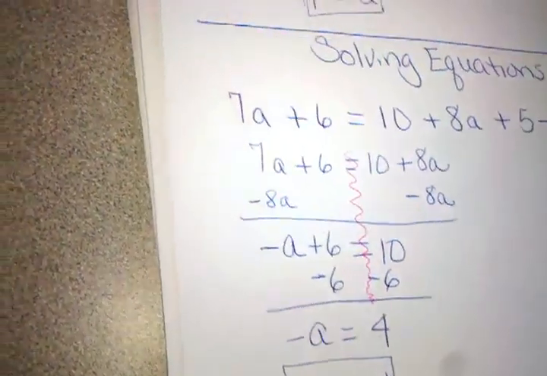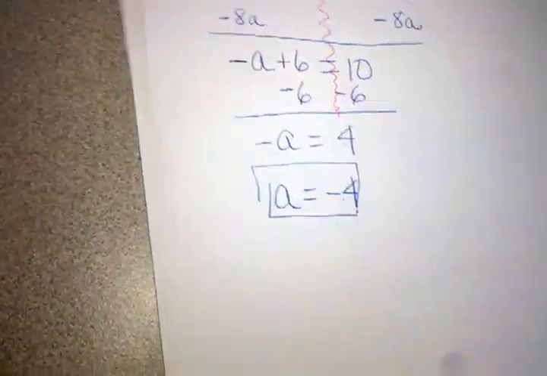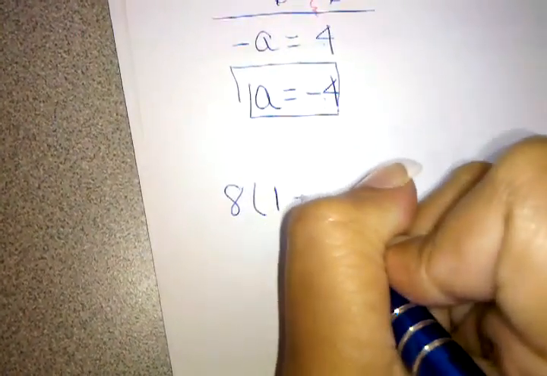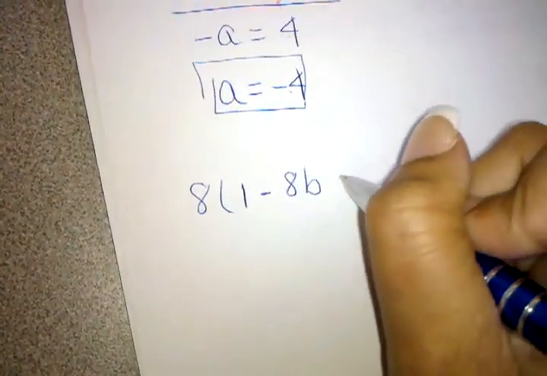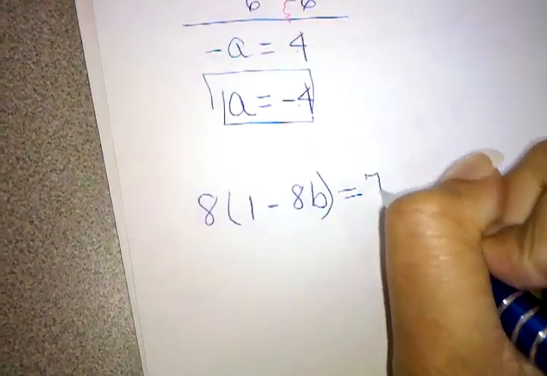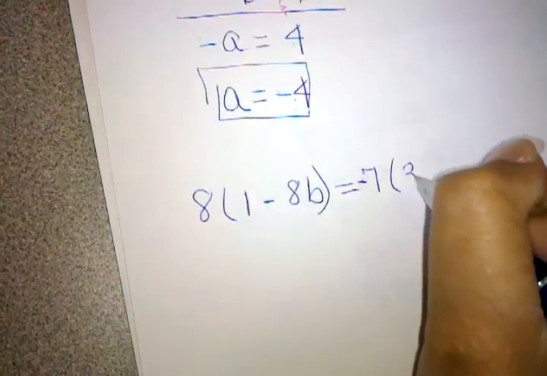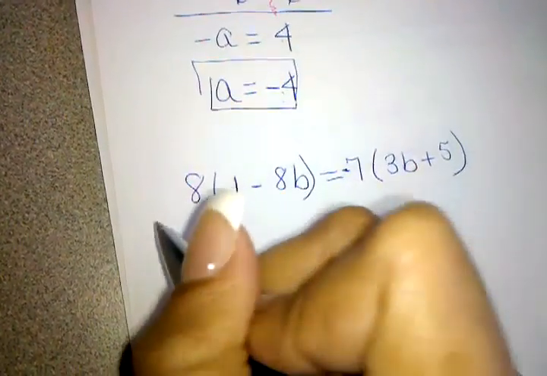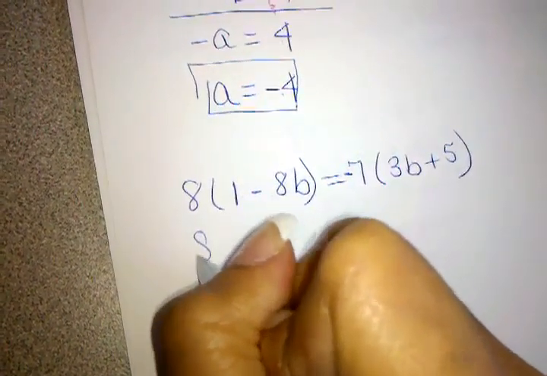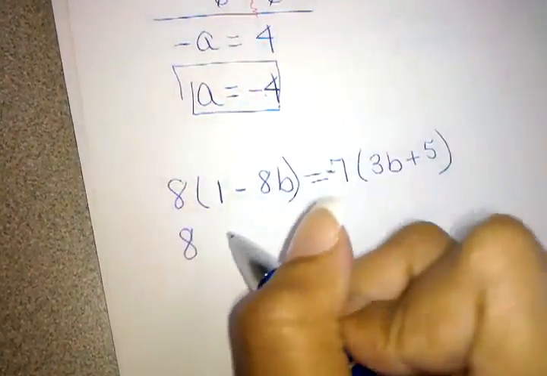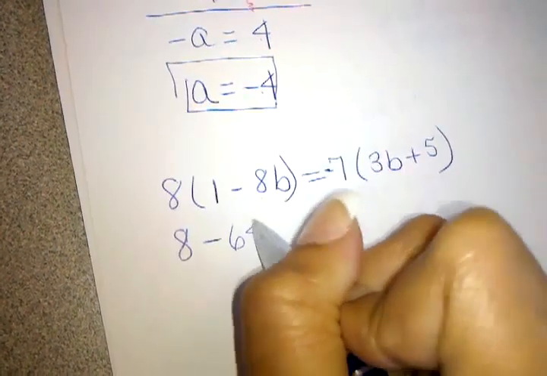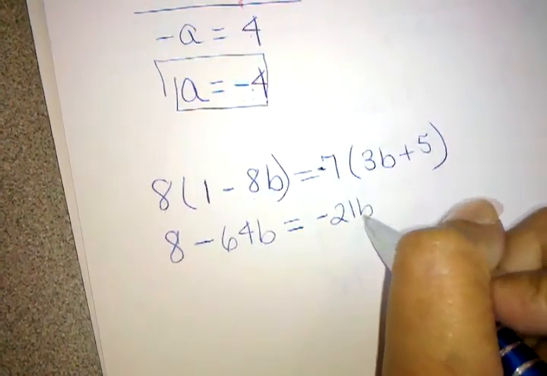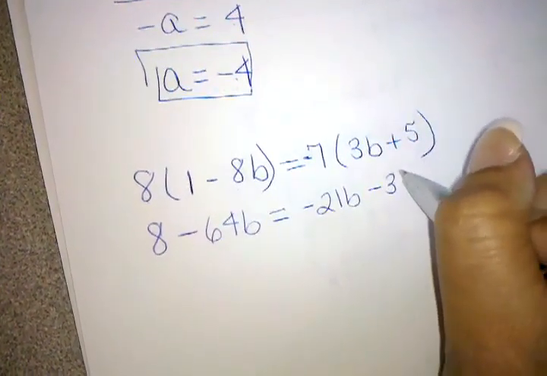All right, we're going to do one more that involves parentheses. This problem is 8 times 1 minus 8b equals negative 7, times 3b plus 5. We're going to do distributive property. 8 times 1 is 8. 8 times negative 8b is negative 64b. Equals negative 21b minus 35.